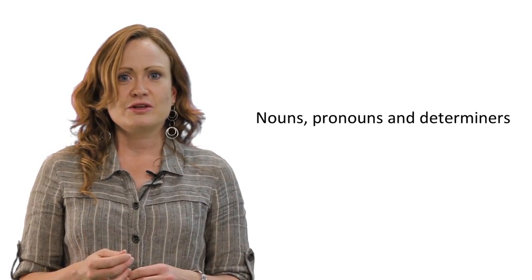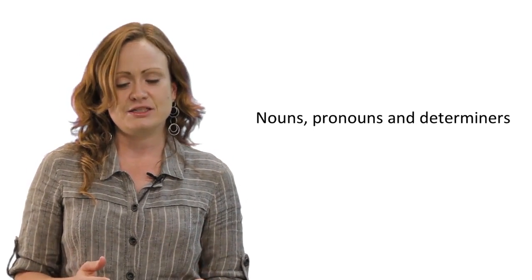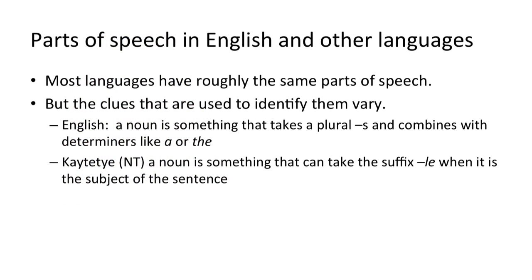Now we'll go on to look at how these clues can be applied to the different parts of speech that we find in English. Most languages have roughly the same parts of speech. Probably all languages have nouns and verbs, and most of them have adjectives and adverbs. But the clues that are used to identify parts of speech differ from language to language.